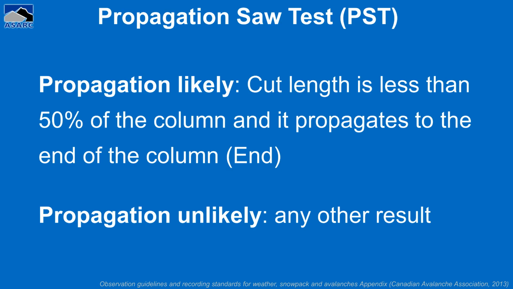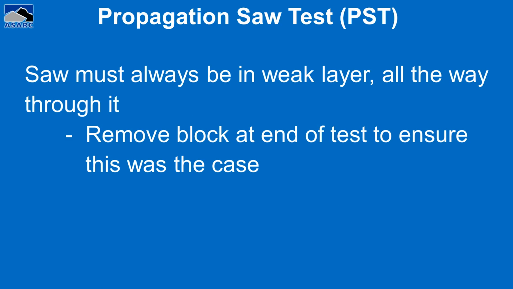To interpret the results, propagation is deemed likely if the cut length is less than 50% of the column and the propagating fracture reaches the end of the column. Any other result within the test is deemed to have a low propagation potential. Here are a couple notes that you must keep in mind while performing this test.